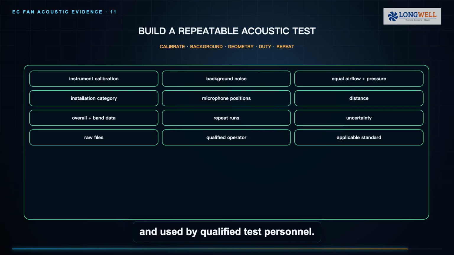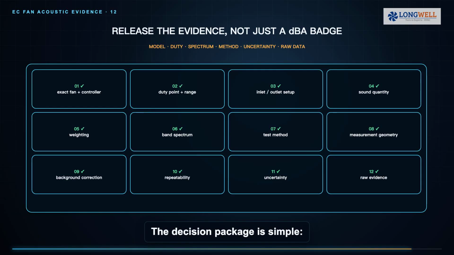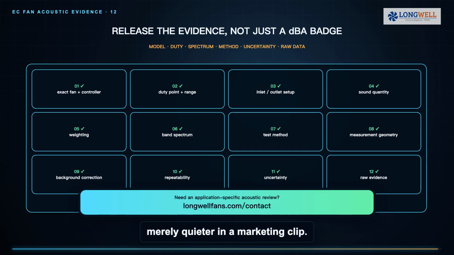test personnel. The decision package is simple: exact fan and controller, duty point and range, installation category, spectrum and overall level, sound quantity, weighting, test method, uncertainty, and raw evidence. That package tells you whether an EC option is truly quieter for the application, not merely quieter in a marketing clip.